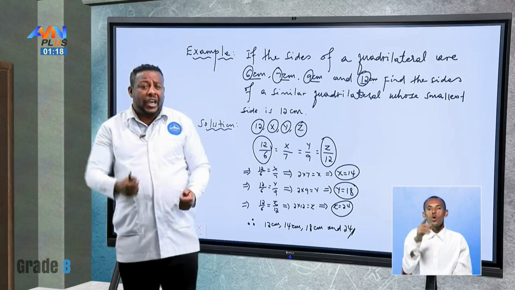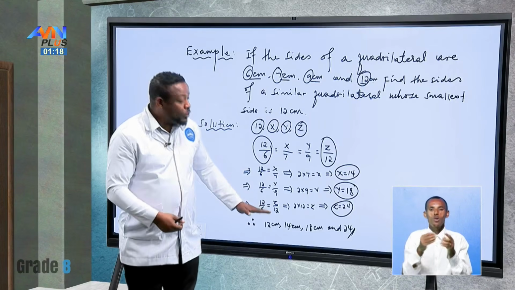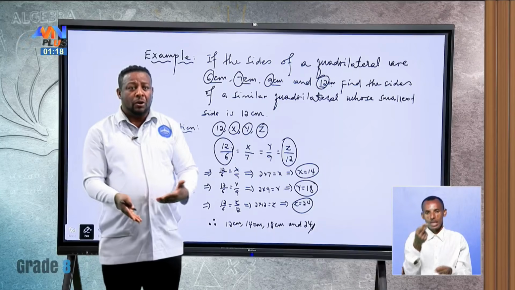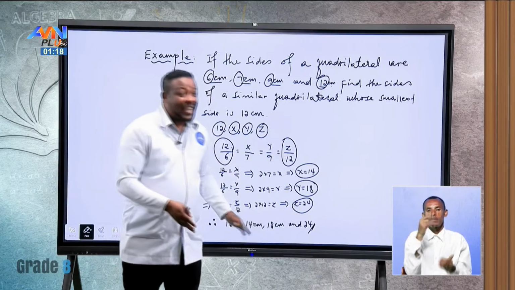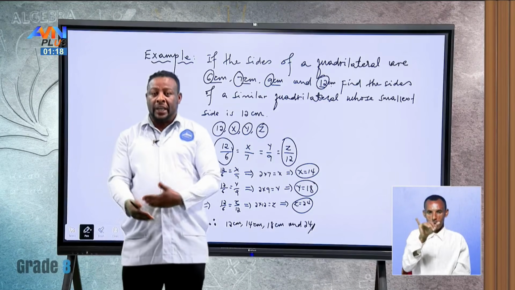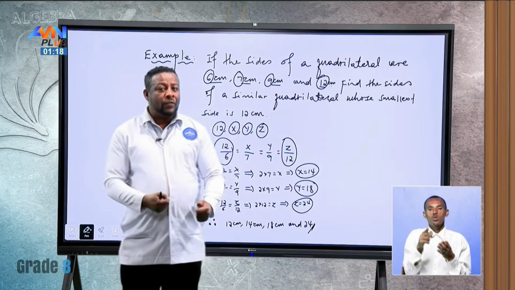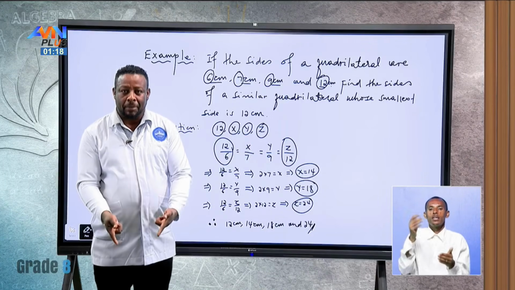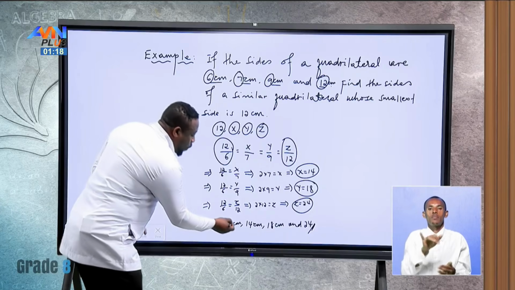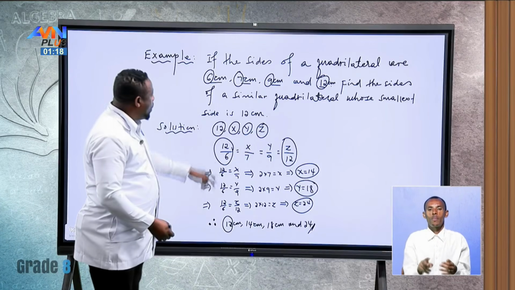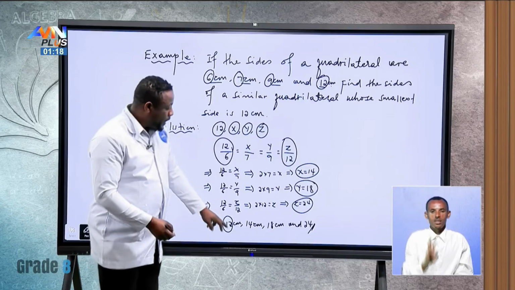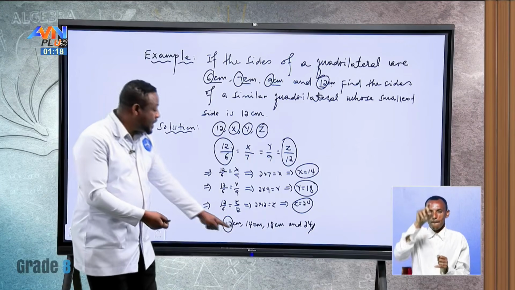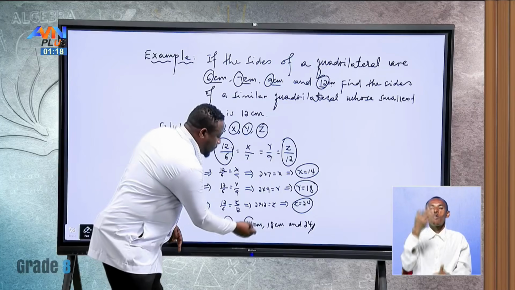You can also check whether your answer is correct or not by taking the proportions. If these are the sides of a similar polygon, the ratios of all corresponding sides must be the same. That means 12 over 6, you can take the ratio of these two. 12 over 6 must be the same as 14 over 7.